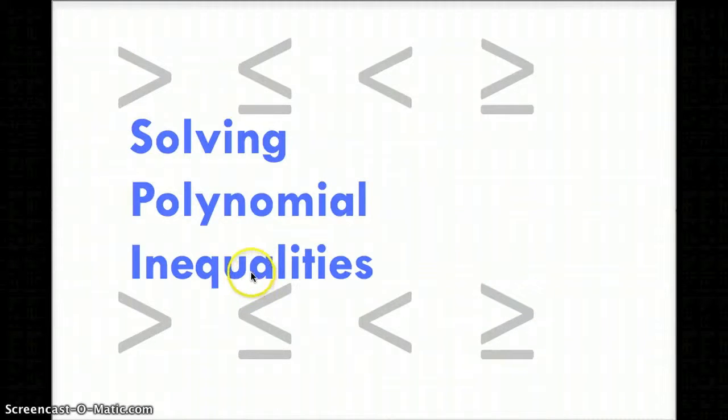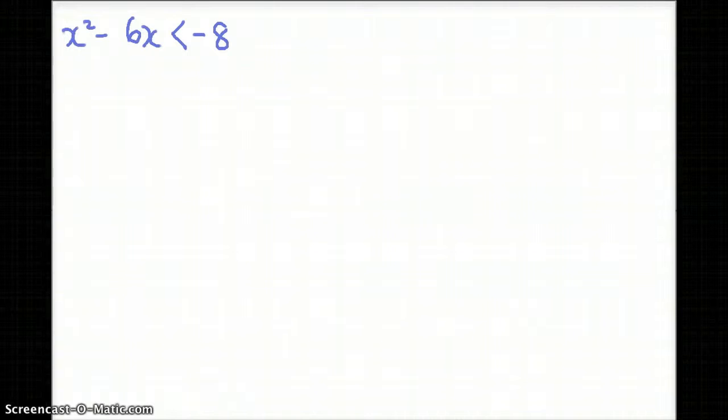Today we will be going over solving polynomial inequalities. The first question says x squared minus 6x is less than negative 8. And the first step would be to move the negative 8 to the other side of the equation, so we have 0 on one side.